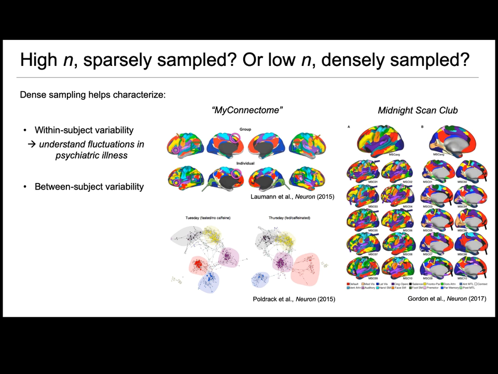So that's sort of a plug for this low-end densely sampled approach. I mean, it kind of goes without saying that in an ideal world, the best approach would be high-end and dense sampling, but typically you're limited by logistics and scan resources and things like that. So these would be some arguments for scanning not that many people, a large number of times each.